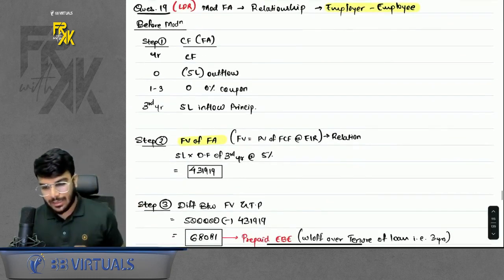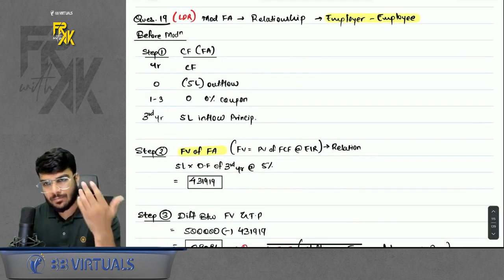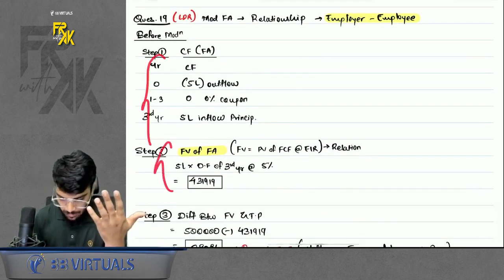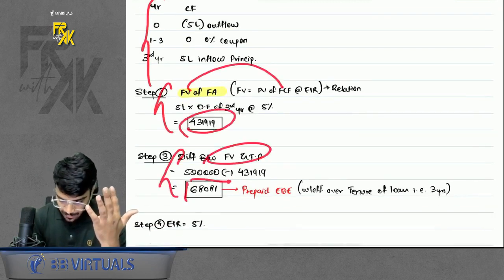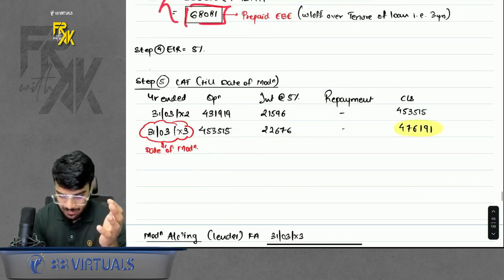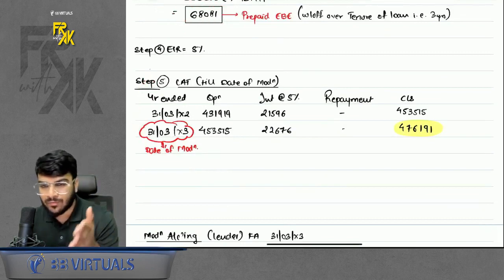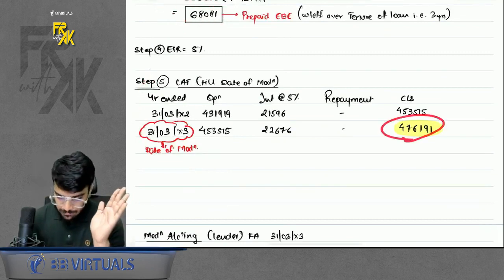See, simple. Again, simple accounting first, before modification accounting. Step number 1, cash flow. Step number 2, fair value, you will compute it because there's a relation. Step number 3, difference transferred to prepaid employee benefit expense. Step number 4, EIR. Step number 5, LAT. LAT is prepared only up to the date of modification. Done, sir. Then modification accounting.